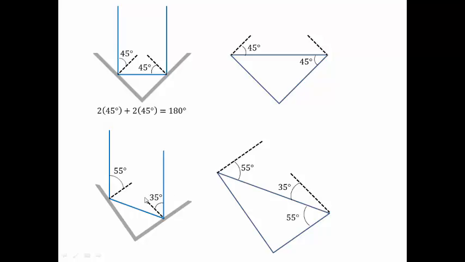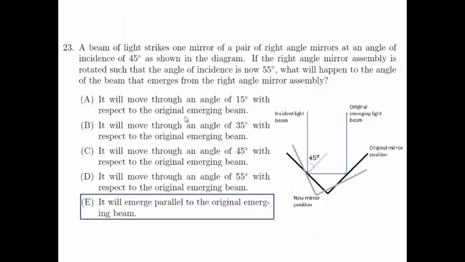And now we are ready to compute the angle of the outgoing emerging beam as compared to the incident beam for the second case. So the calculation is as shown here. First, the incident beam undergoes a change of path equivalent to 2 times 55 degrees. Then over here, it undergoes another change of path equivalent to 2 times 35 degrees. So the total angle change is equivalent to 180 degrees, which is the same as the first case presented here. Therefore, the answer to this question is E. It will emerge parallel to the original emerging beam.